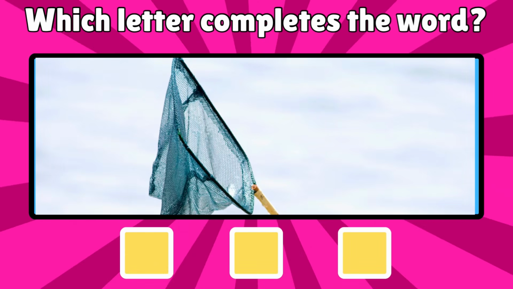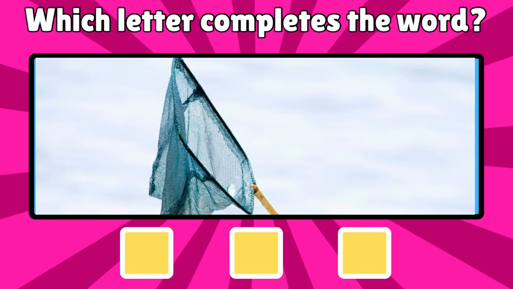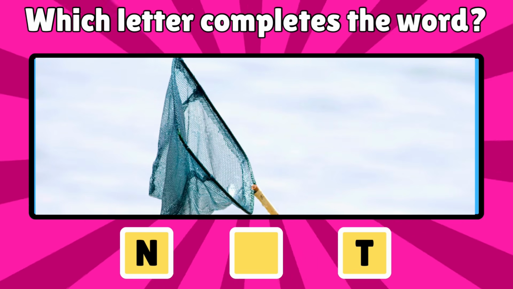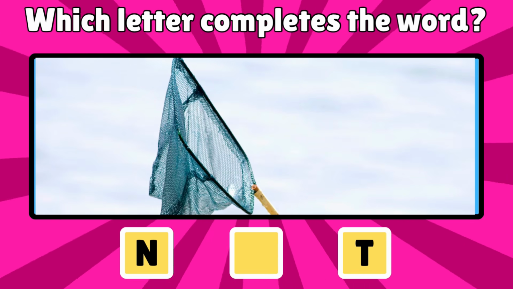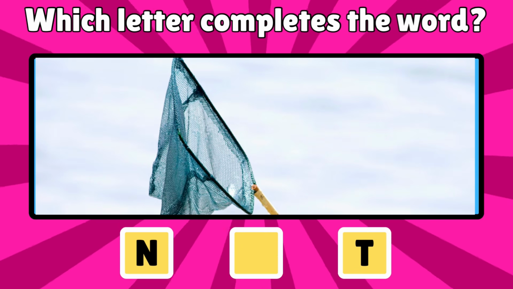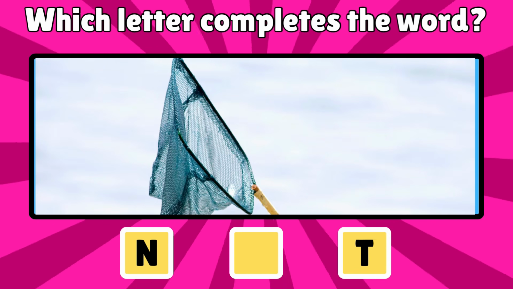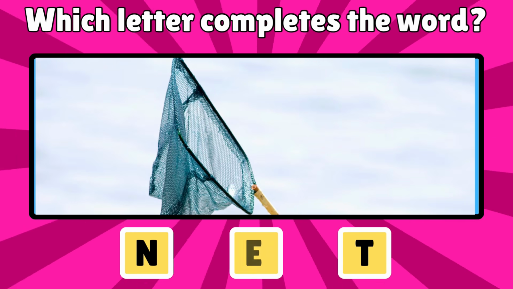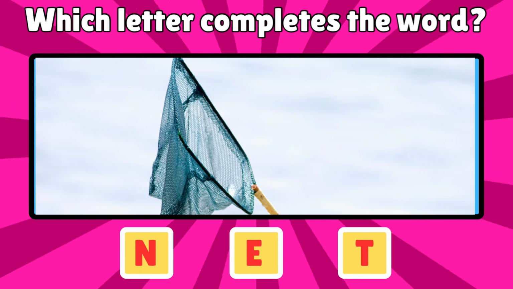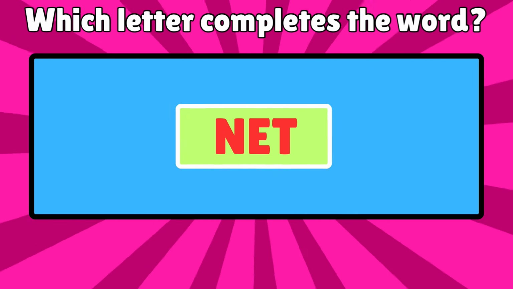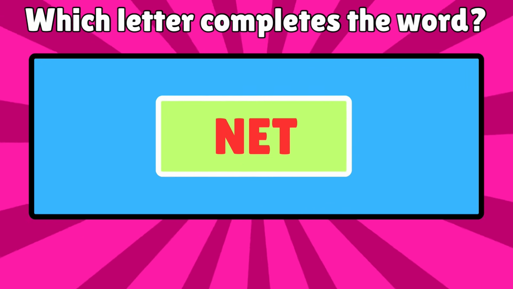Look at the picture. It is a net. Here, vowel is missing. N, T. Which letter completes the word? It is E, N, E, T. Net. Can you say it again? N is for net. Net.